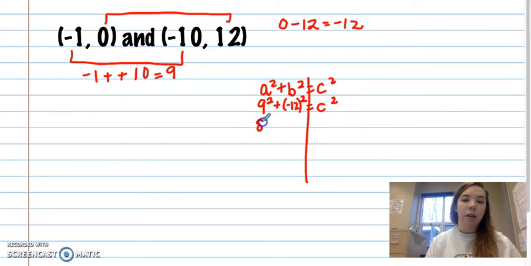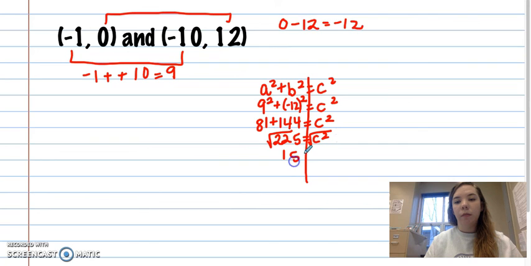9 squared is 81. Negative 12 squared is 144. And it should always still be positive. So then you get 225. And when you square root that, you get 15. Okay, 15, since it's a whole number, it stops. It is rational. Okay, and remember, rational numbers are anything that can be written as fractions, decimals that stop, or decimals that you can put the repeating bar on top.